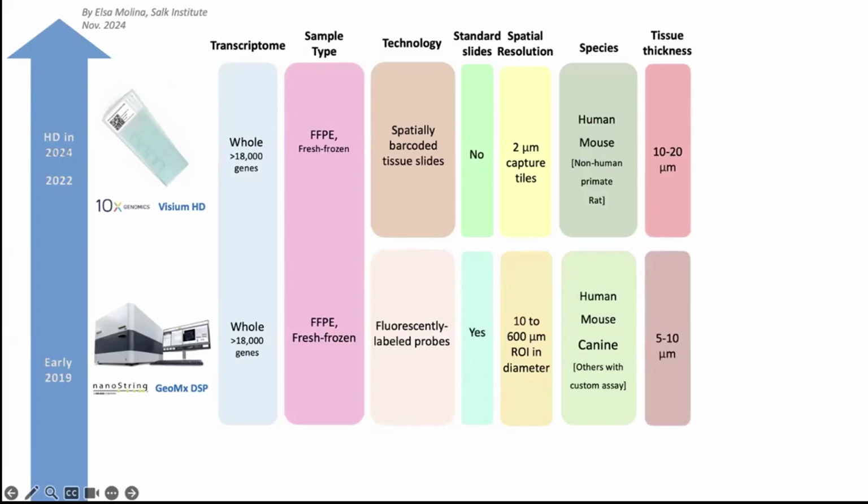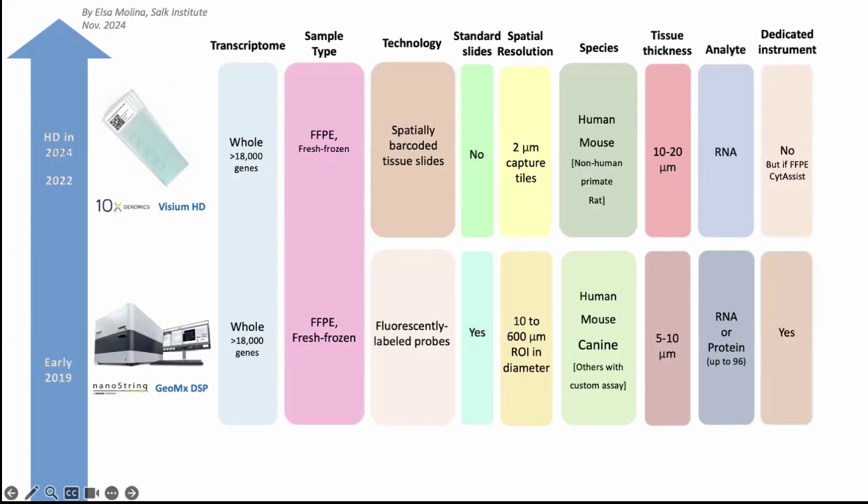Regarding the tissue thickness, you can run between 5 and 10 micrometers with the GeoMx DSP, and with the Visium HD, it's between 10 and 20 micrometers. Both are doing, of course, RNA, but you can also do protein with the GeoMx DSP. And it's not on top of the RNA. This is a different assay. So you're going to choose at the beginning if you're running RNA or protein.